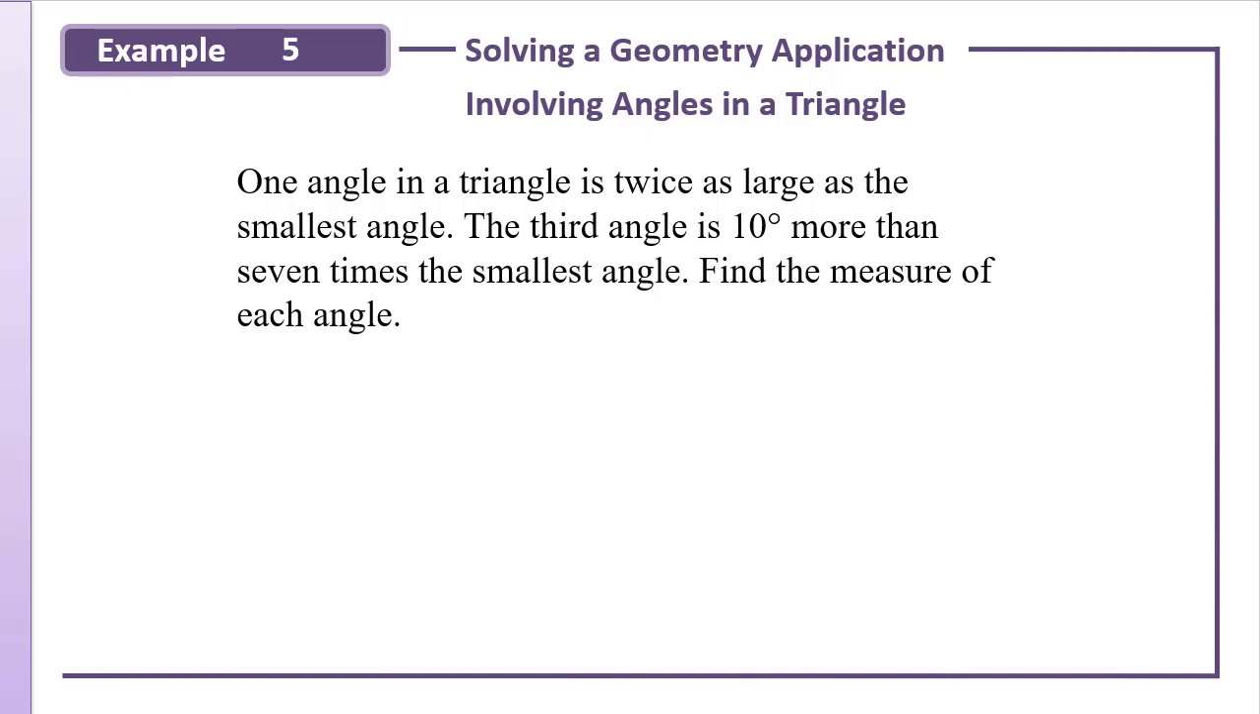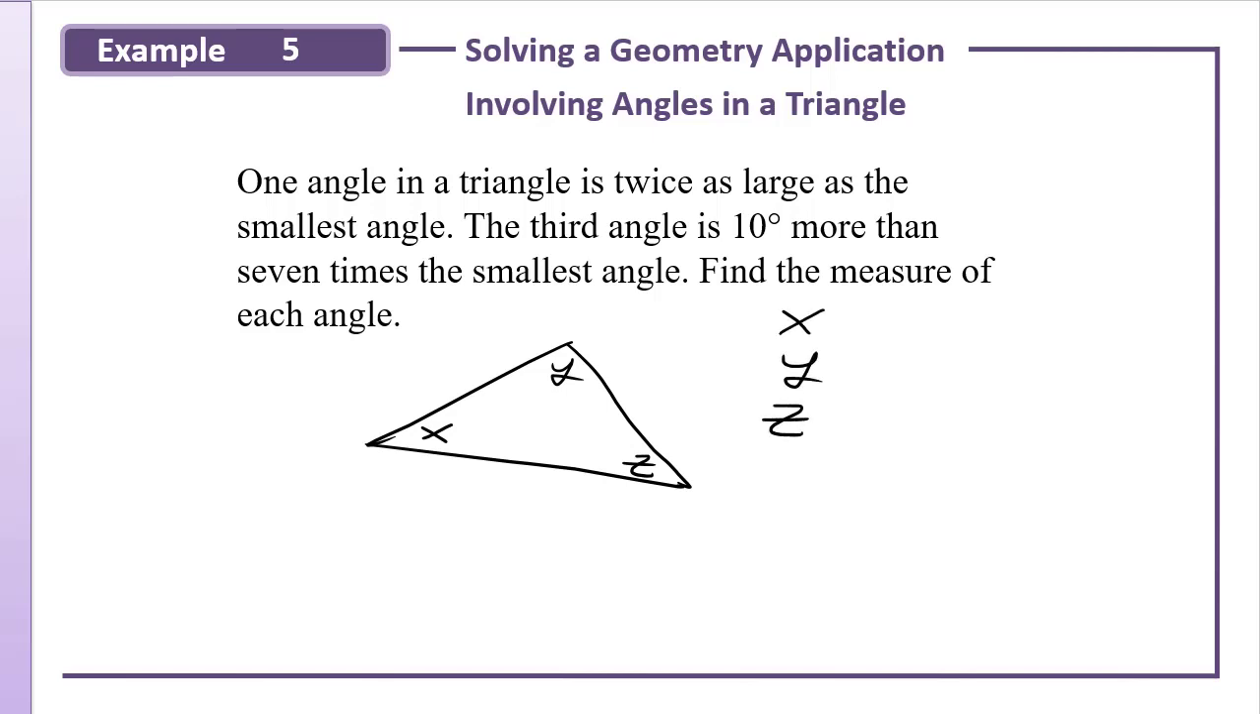Next one. One angle in a triangle is twice as large as the smallest angle. The third angle is 10 degrees more than 7 times the smallest angle. Find the measure of each angle. So, okay, I've got a triangle, so here's my triangle. I've got my angles, so here's x, y, and z. And I'm going to let them go small, medium, large. It might not match my picture, but I don't care. I'm just going to go alphabetical for small, medium, and large. If you want to, you could call them s, m, and l.